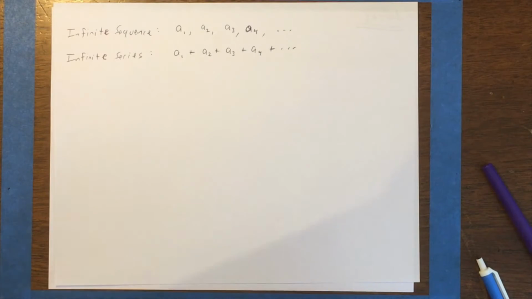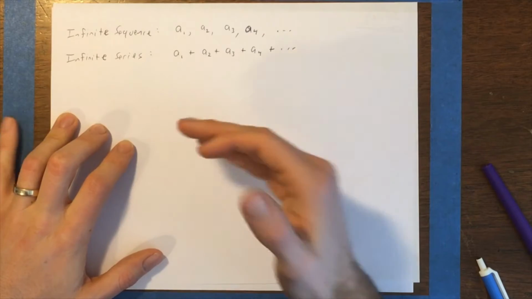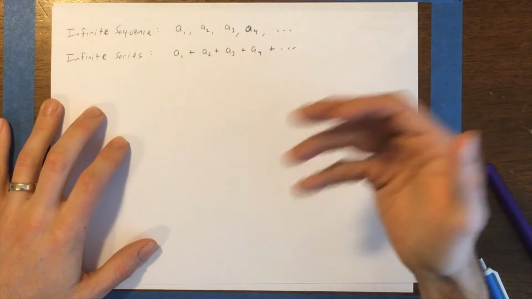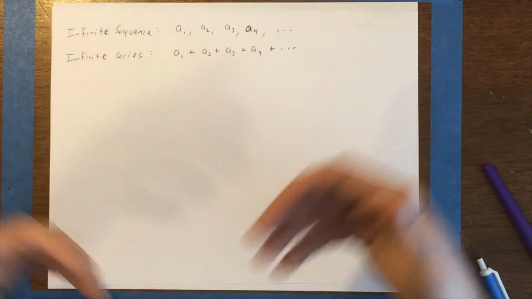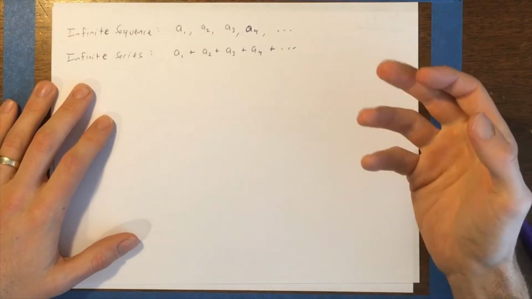We'll see other cases still where it doesn't sum to infinity, but it doesn't approach a finite value either. Instead, what it does is it kind of bounces back and forth, maybe fluctuates around forever and it never settles on anything. That is also called divergent, but in a different sense.